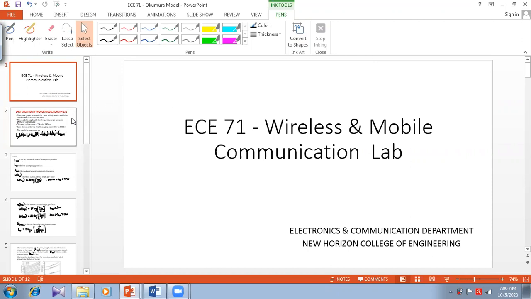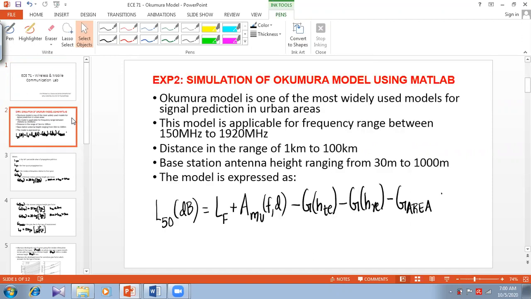In this video, we will be considering the second experiment, which is the Okumura model. We will be using MATLAB to implement this. So let us have a basic understanding of what the Okumura model is. The Okumura model is one of the most widely used models for signal prediction in urban areas.